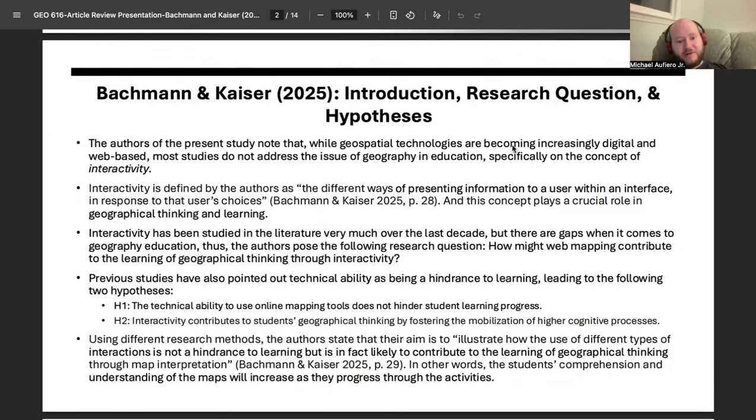The technical ability to use online mapping tools does not hinder student learning progress, meaning that if the students struggle in the beginning, it's not going to keep them from learning as they move along.